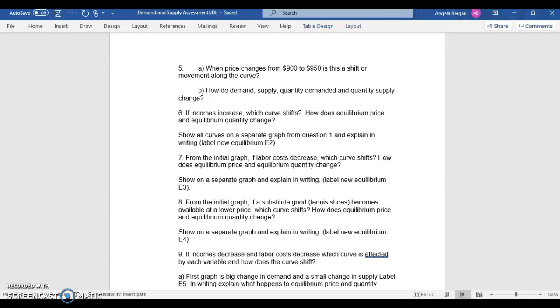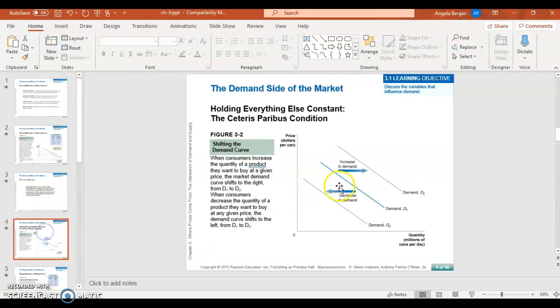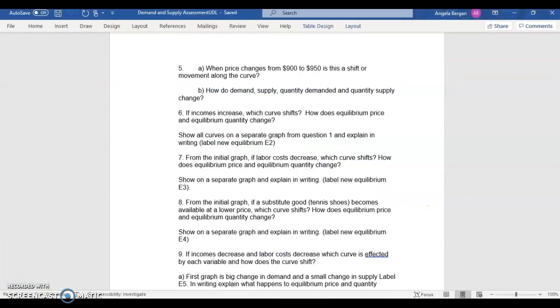Now, if income increases, which curve shifts? That is a determinant of demand. So if we look at income as a determinant of the demand curve, if there's an increase in income, demand will increase, as reflected by this graph right here. So we start with D1, and the increase goes to D2 for that example. So you want to show a rightward shift of the curve.